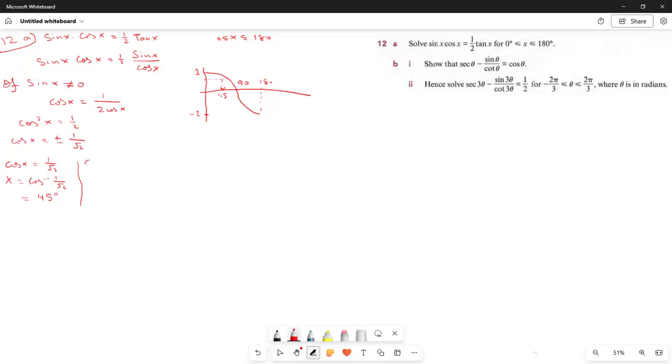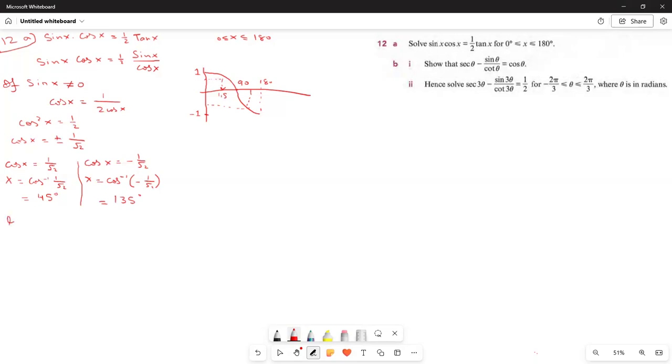In the same way, if I do cos x equals negative 1 over root 2, so x is equal to cos inverse of negative 1 over root 2. When it is negative, you can see it is here. So this is minus 0.707, and it will give me an angle of 135 degrees. So these are the only two angles when sin x is not equal to 0.